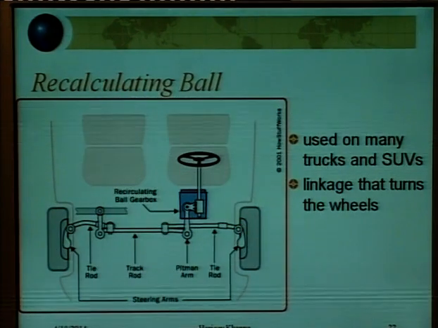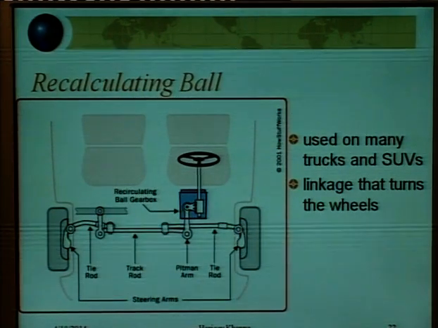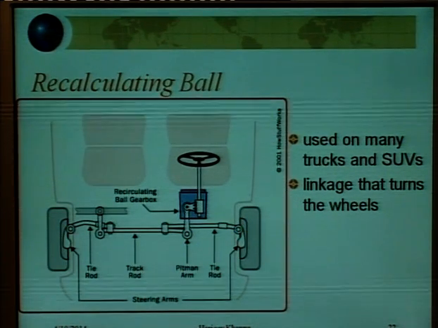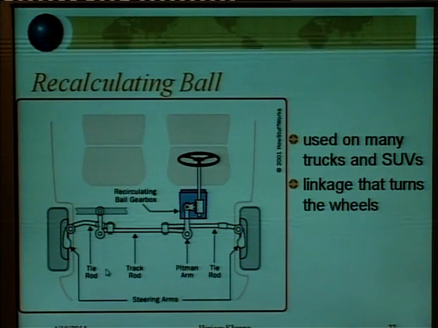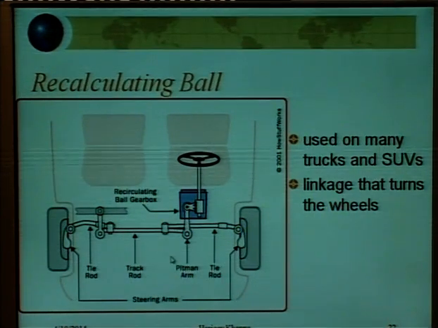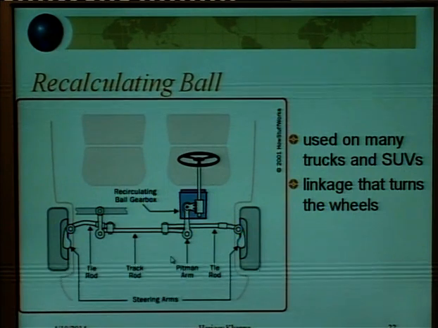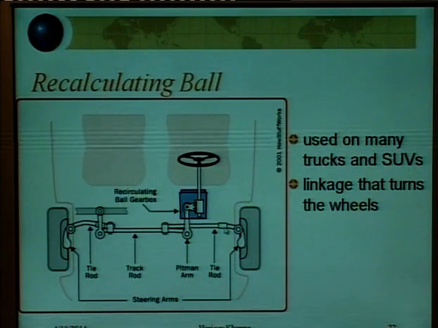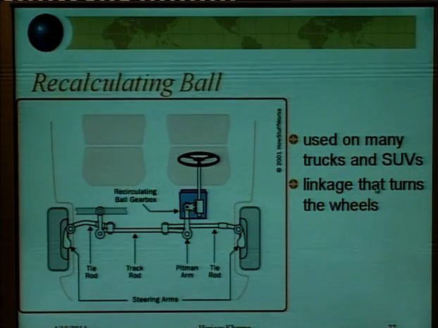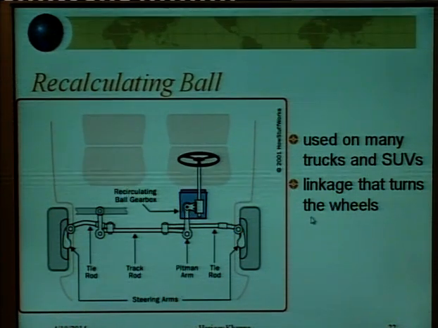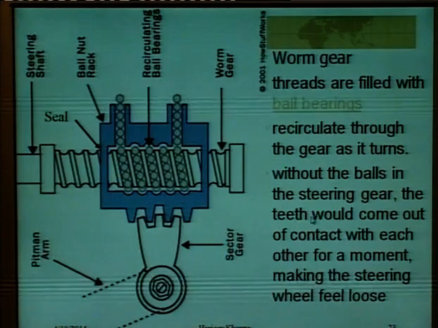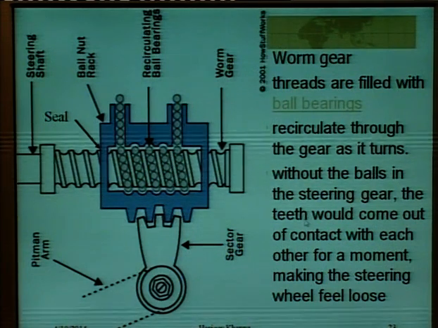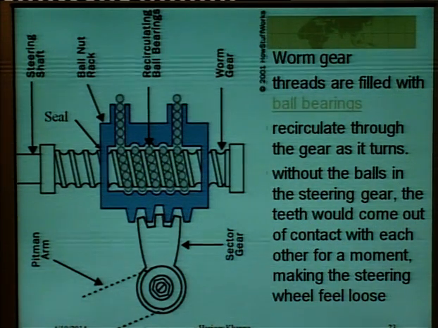The recirculating ball system is used on many trucks and SUVs. Linkages that turn the wheels. These are the various parts shown on this slide. The steering arms, tie rods, pitman arm, recirculating ball used on many trucks and SUVs. Linkage that turns the wheels. This is the worm gear system. I just show you the number of slides I want to show you.